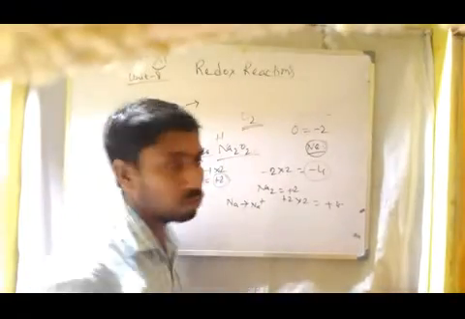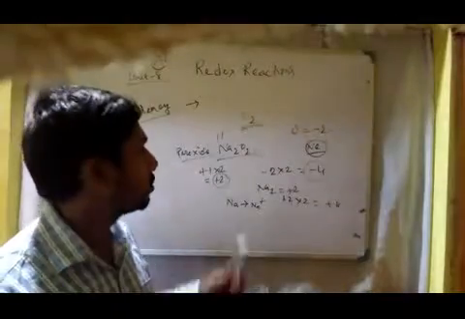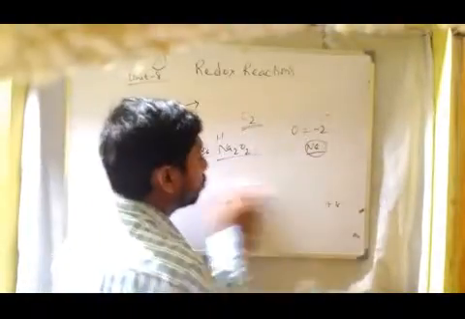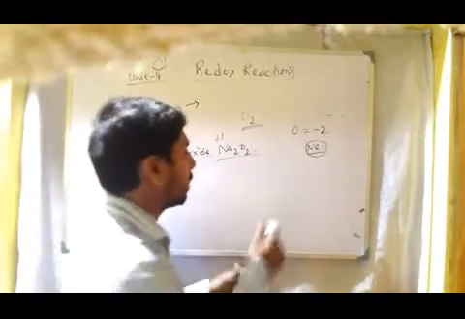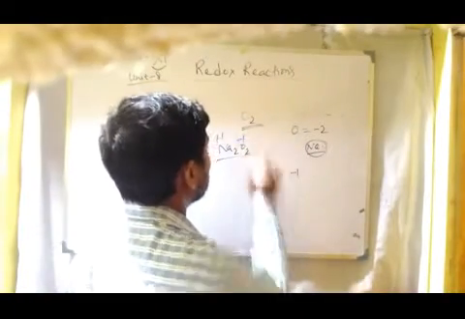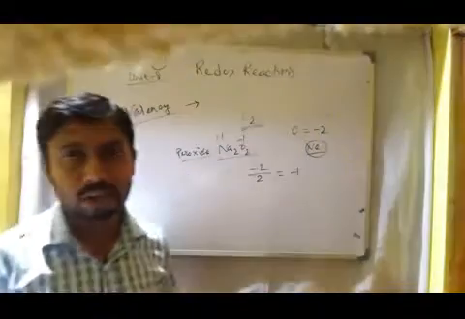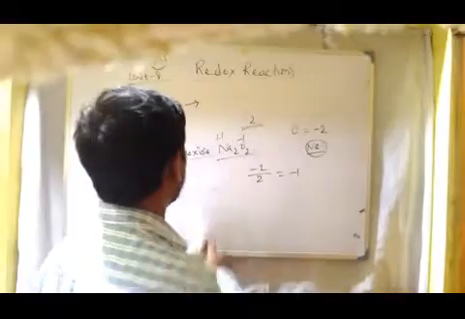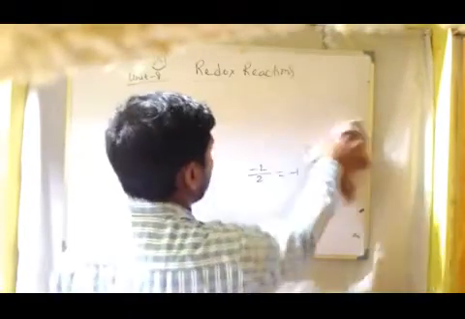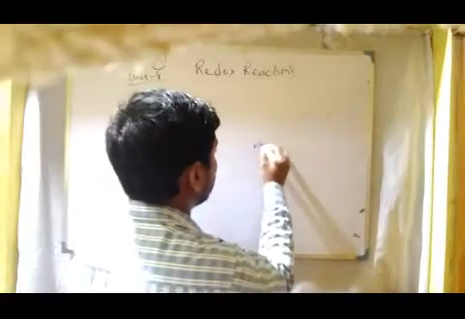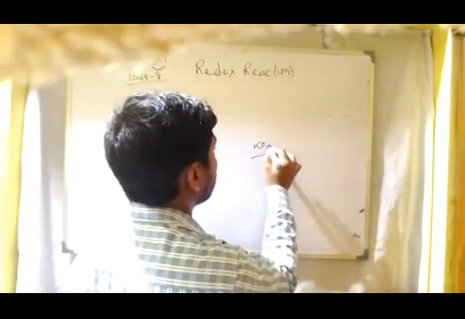Now this +2 charge will be neutralized by 2 oxygen atoms. So -2 divided by 2 will be -1. So -1 will be the oxidation state of oxygen in case of peroxide. There are more examples on this. That is, what is superoxide? Suppose KO2. It is an example of superoxide.